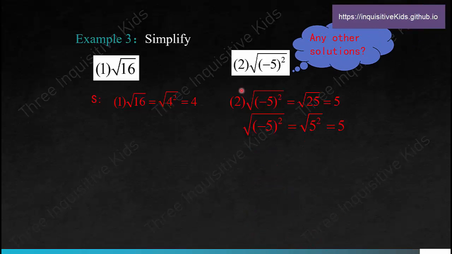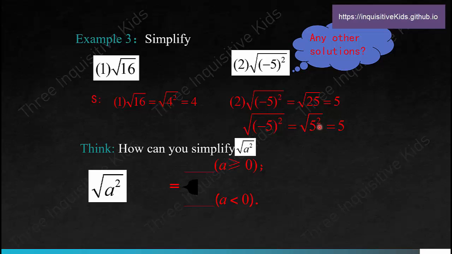Well, this is also equal to the square root of 5 squared, which is equal to 5 as well. So how can we simplify the square root of a squared? Well, the square root of a squared is equal to the absolute value of a: a when it's greater or equal to 0, or negative a when it's less than 0. That's what proves right here.